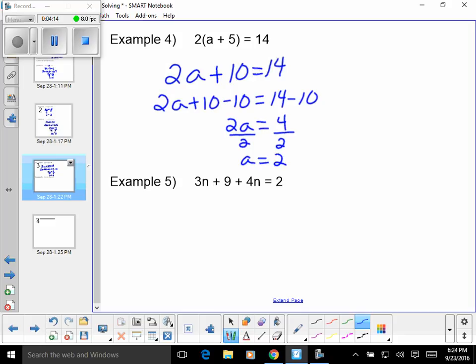Now if I substitute that back into the original equation, I can use my order of operations since it's parentheses. 2 plus 5 is 7, and 2 times 7 is 14. I would advise you to try to do example 5 and example 6 and hit pause, and then I'll go over them when you're ready.